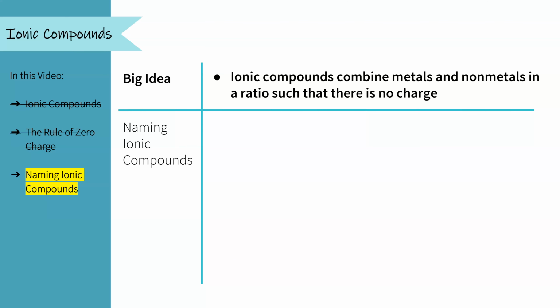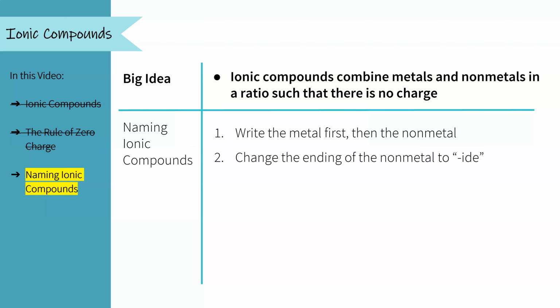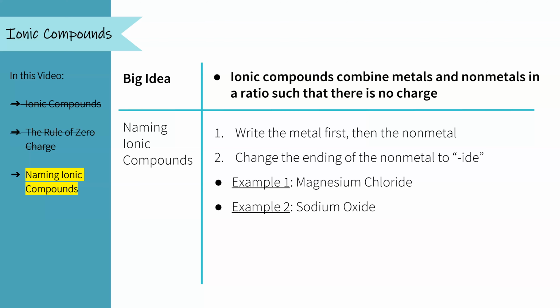The last idea in this lesson is how we name ionic compounds. We always write the metal first and then the nonmetal. That matches the periodic table with metals on the left and nonmetals on the right. And we always change the ending of the nonmetal to IDE, which we pronounce "ide." So, for example, a compound with magnesium and chlorine becomes magnesium chloride, and a compound with sodium and oxygen becomes sodium oxide.